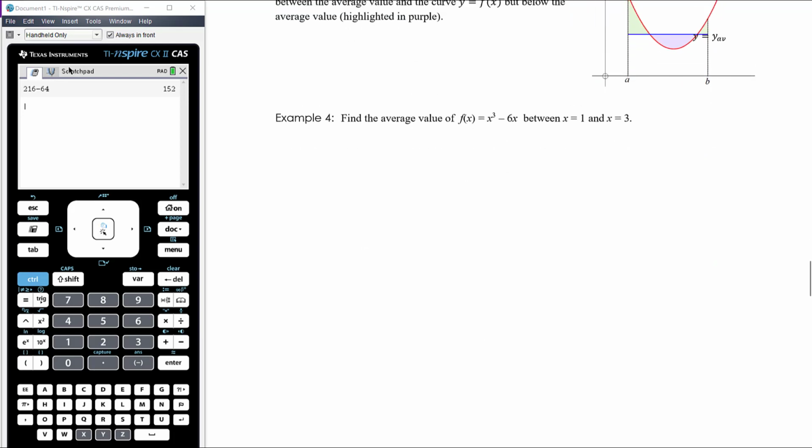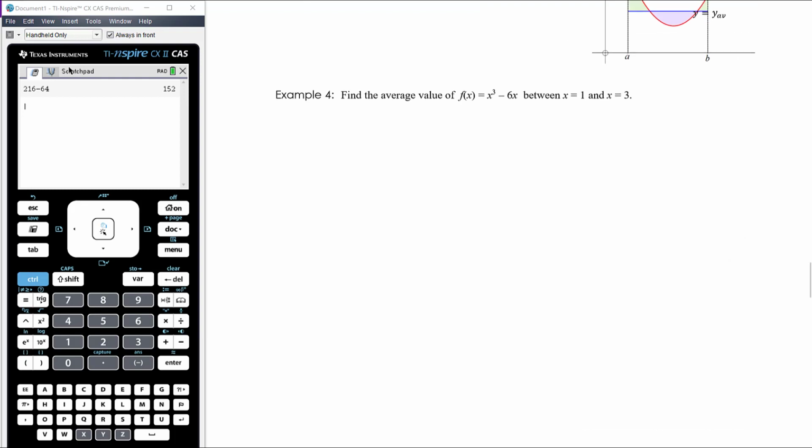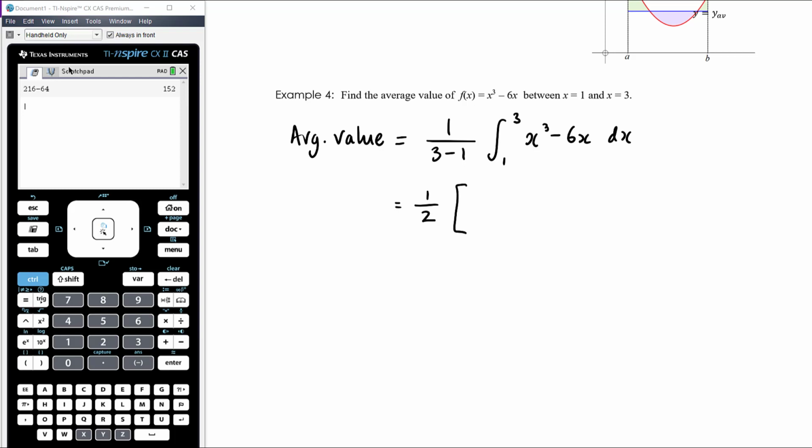Okay, let's just find an average value. Find the average value of f of x between x equals 1 and x equals 3. So the average value of f, not the average rate of change, is 1 over 3 minus 1, integral from 1 to 3 of x cubed minus 6x with respect to x. So that's half. It's going to be x to the 4 on 4 minus 6x squared on 2, so that's 3x squared from 1 to 3.